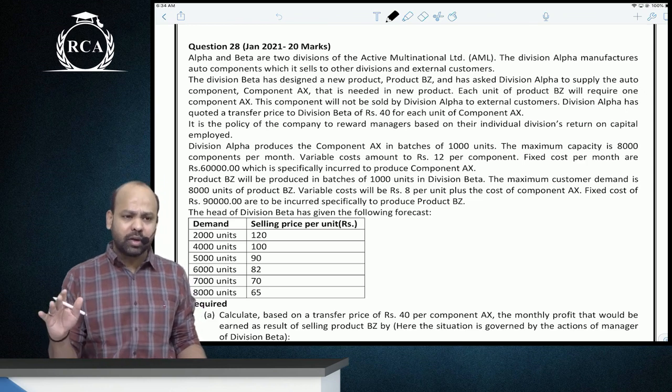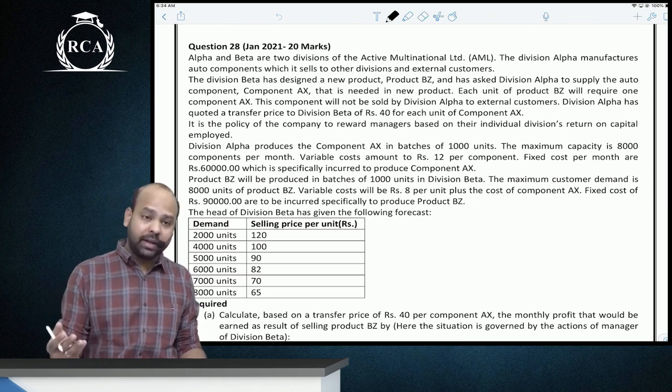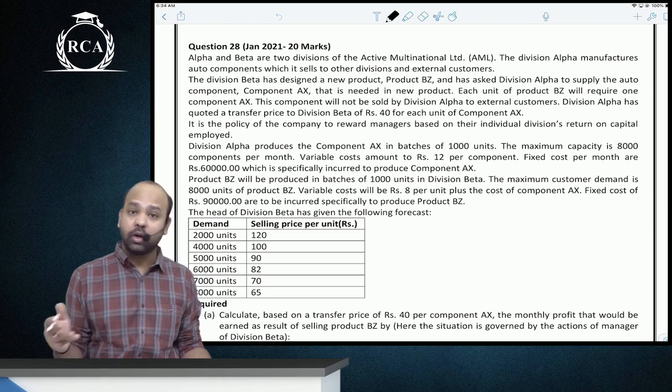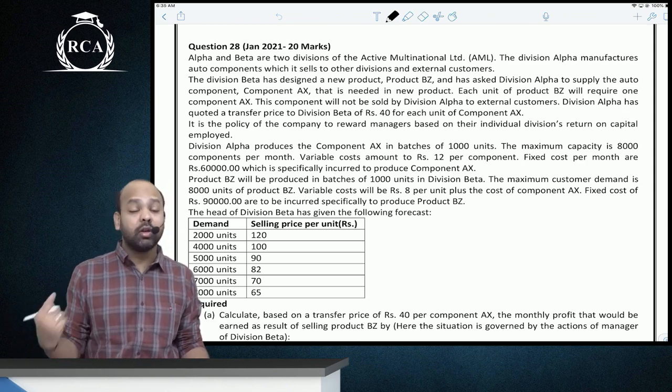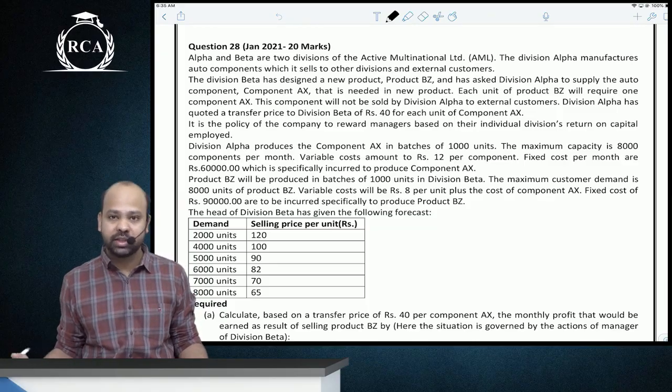We will all read the question together, guys. By the end of the question, you will realize that you will be able to solve the question on your own. Please go ahead, guys. This is a 20 marker. This will boost your confidence. We are approaching the end of the topic.